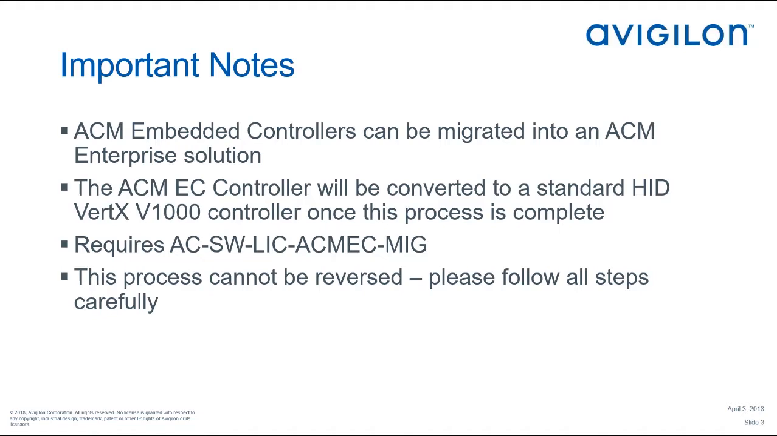When the migration process is complete, the ACM EC controller will be flashed as a standard HID Vertex V1000 controller and can be used as an HID intelligent controller. A license is required for all ACM EC migrations. The part number is AC-SW-LIC-ACMEC-MIG. Please speak to your regional sales manager or inside sales team to order.